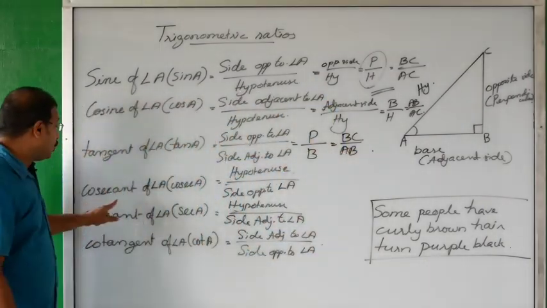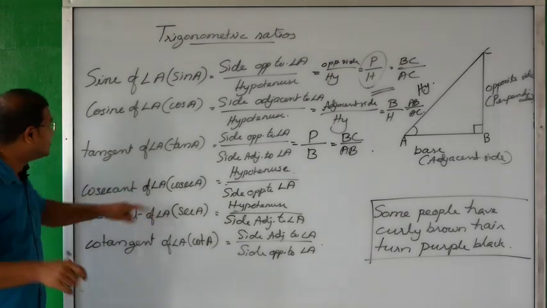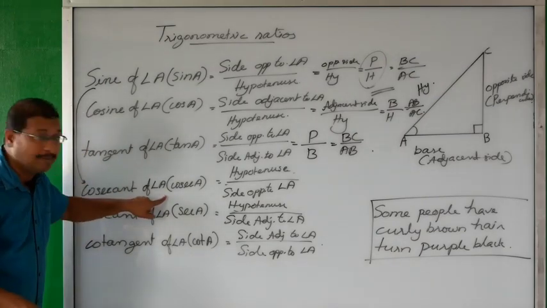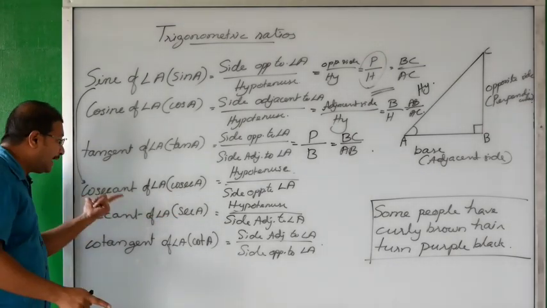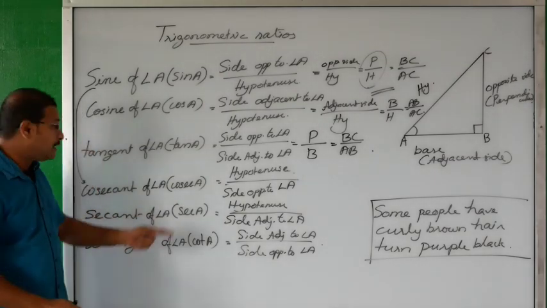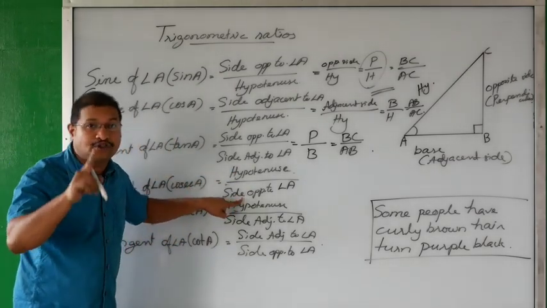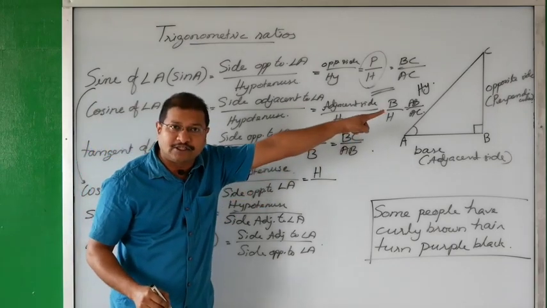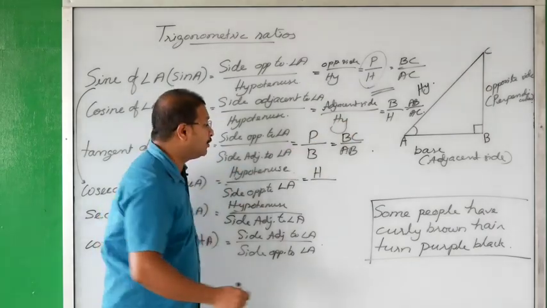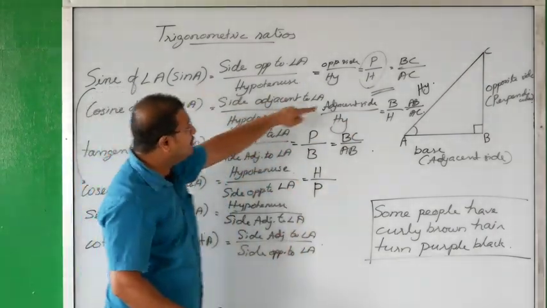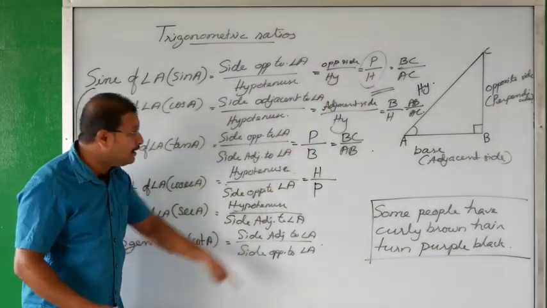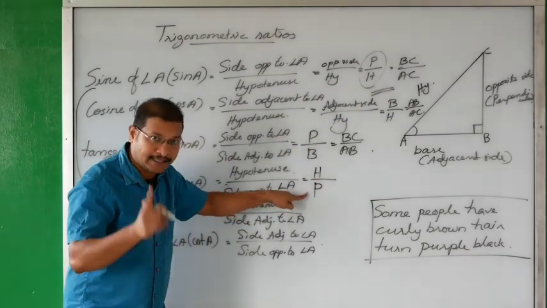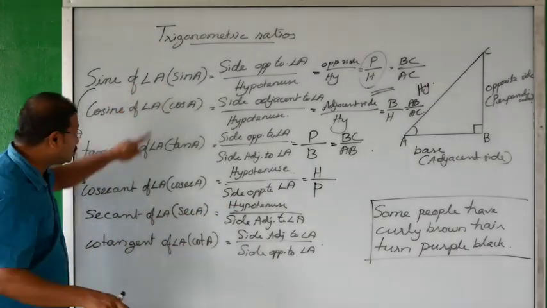See now the next one. Cosecant of angle A is the inverse of sine. In short, cosec A equals hypotenuse divided by side opposite to angle A. Hypotenuse, H, by side opposite angle, which is perpendicular. Sine is perpendicular by hypotenuse, and in cosec we get hypotenuse by perpendicular. Sine is the inverse of cosec.